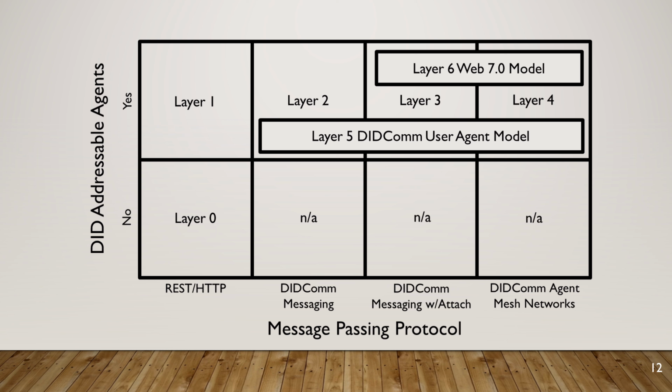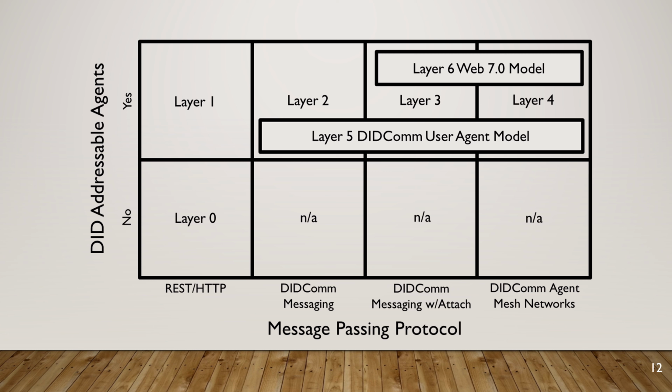In layer 1, layer 2, and layer 3 so far, we've just talked about point-to-point communication, direct communication between a client and an agent or between two agents. Layer 4 takes us quite a significant step up in that it defines that area below the red line, a DIDComm network, a routable global delivery network for DIDComm messages. And so we refer to that as the DIDComm Agent Mesh Network model, and that's layer 4.